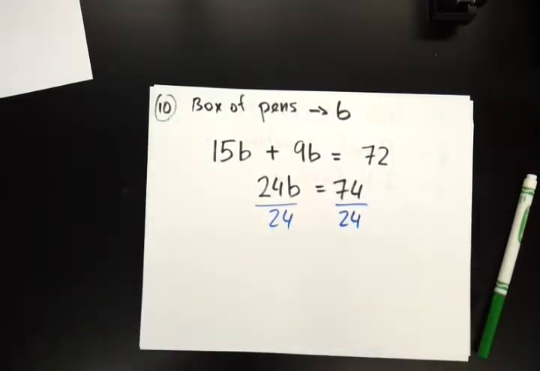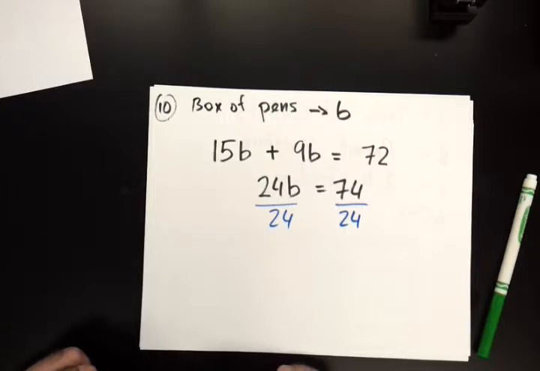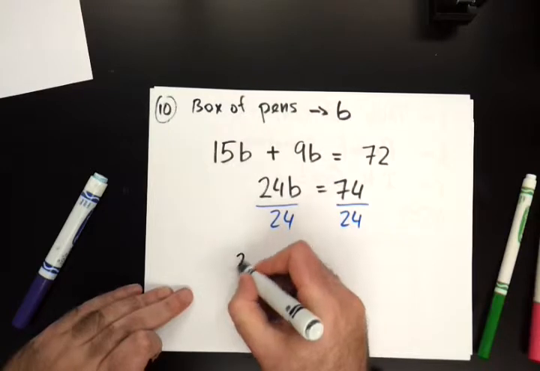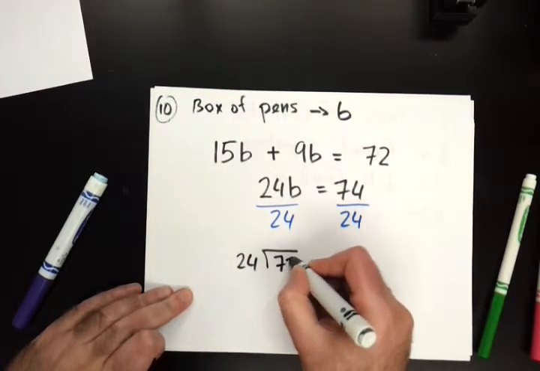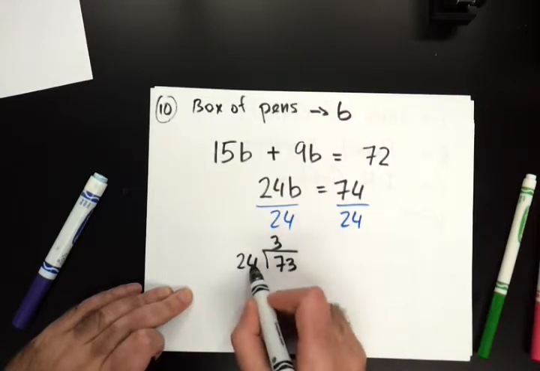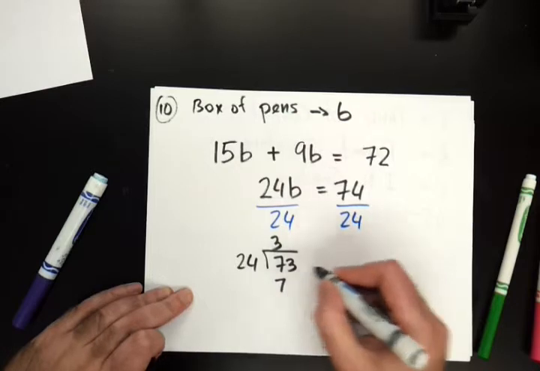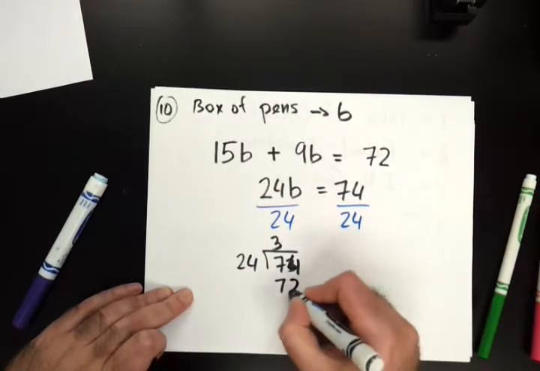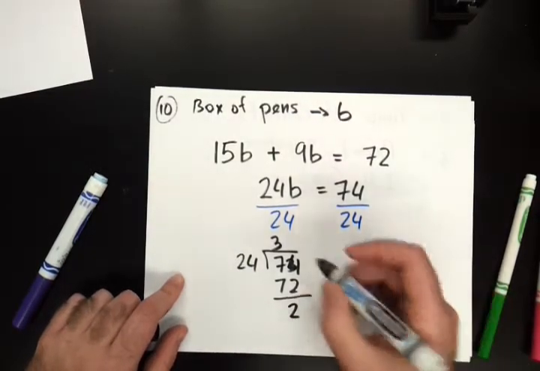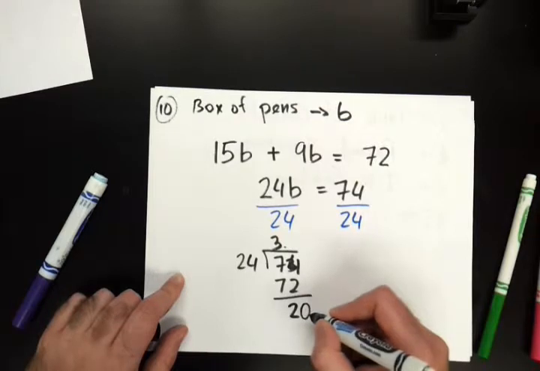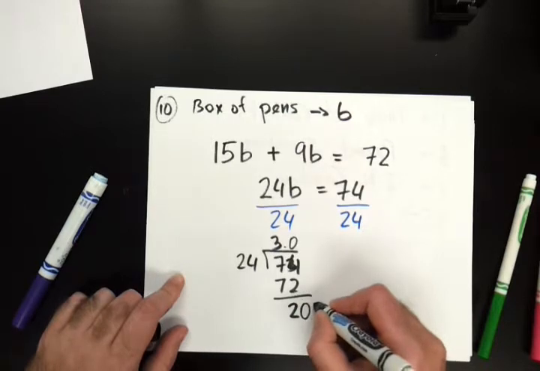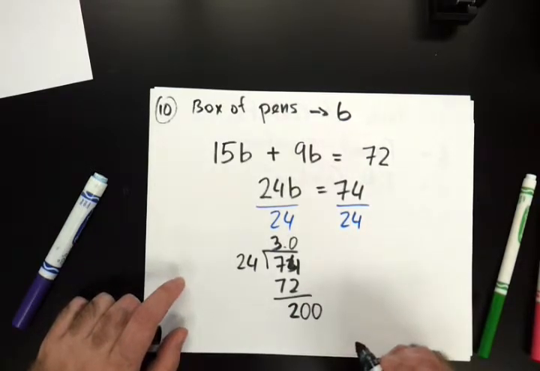And then we're going to see what our division problem looks like. Let's see. Long division. 24 divided by 74. Let's try 3. 3 times 20 is 60. 3 times 4 is 12. So that's 72. 74 minus 72 is 2. I'm going to put a decimal here. Still nothing. I'm going to add a 0 here.